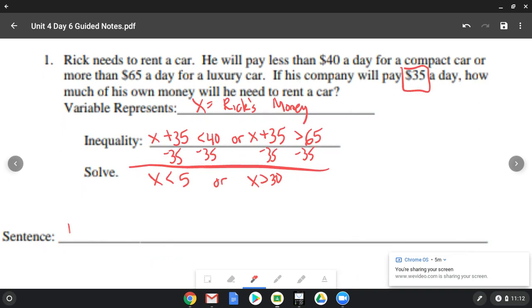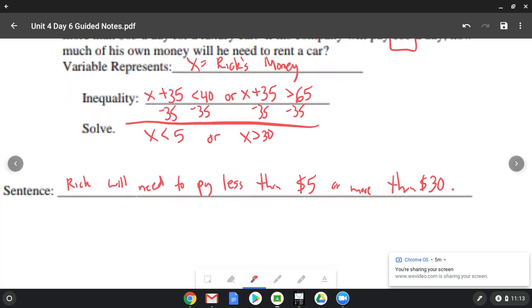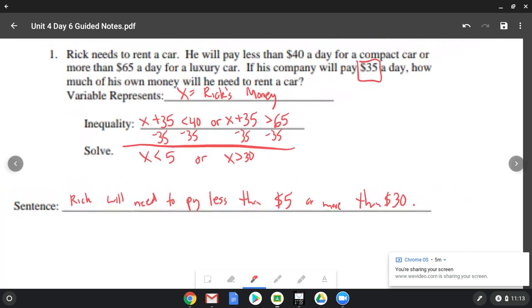So we would say Rick will need to pay less than $5 or more than, what was that? $30. So that's what we're looking for in that one. So that's Rick and how much he's going to pay to rent a car. Take a look, let me know.